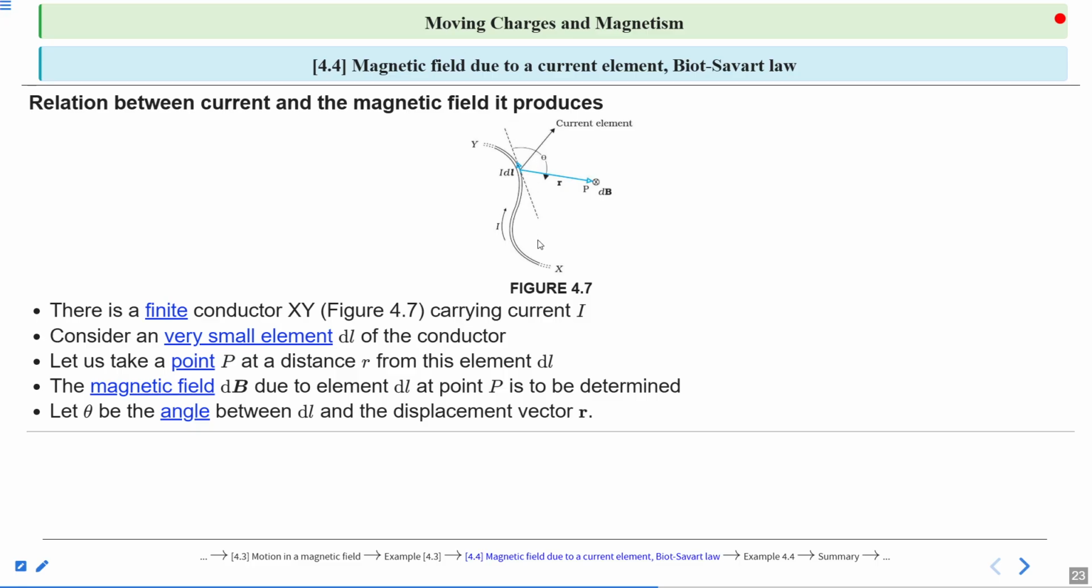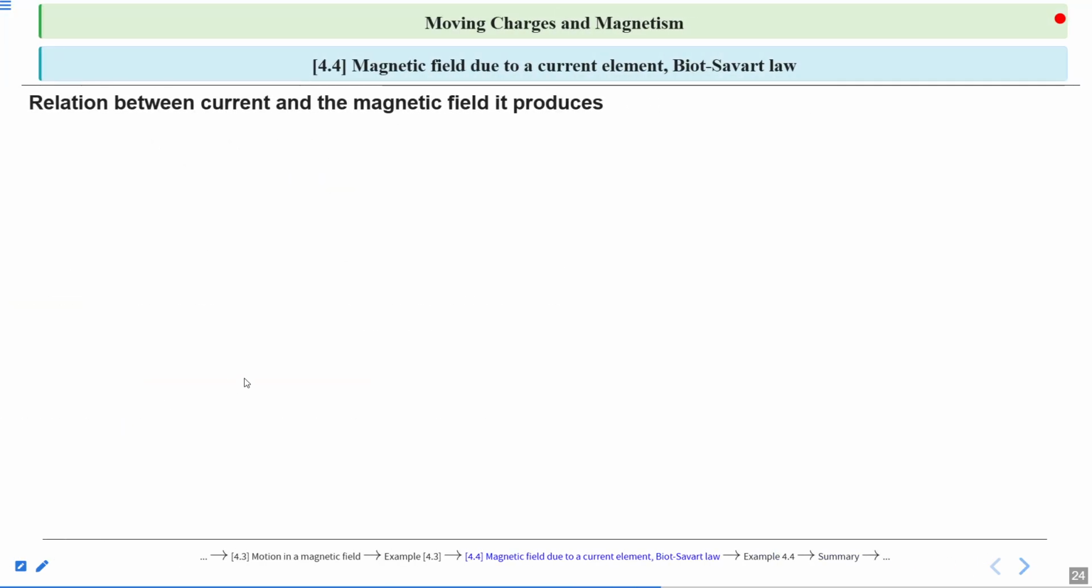This dashed line is representing the direction or alignment of dl, and this arrow in the upward direction is showing the direction of dl. So between this dl and this r vector, the position vector, or we can say displacement vector, that is the theta angle. So now we have seen the diagram.